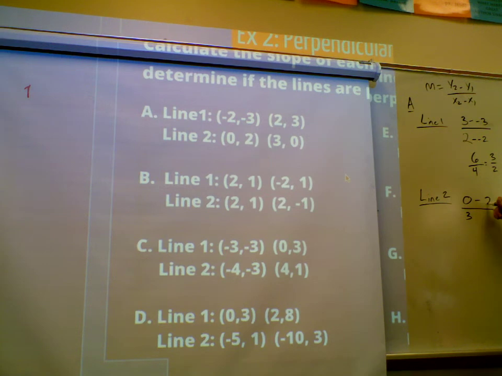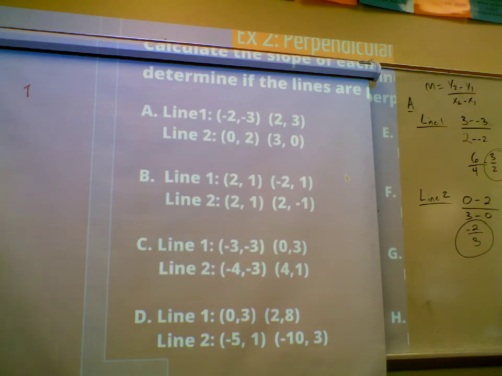So, what's y1? 2. So 0 minus 2. What's x1? 0. So 3 minus 0 is 3, and 0 minus 2 is negative 2. So we have negative 2/3 and positive 3/2.